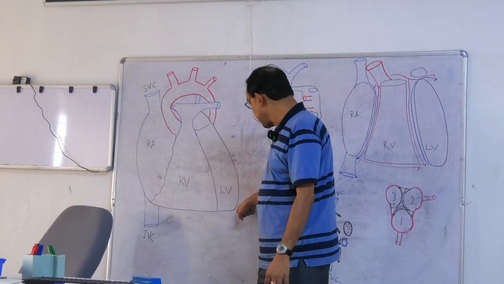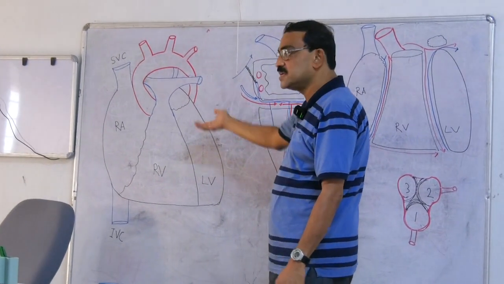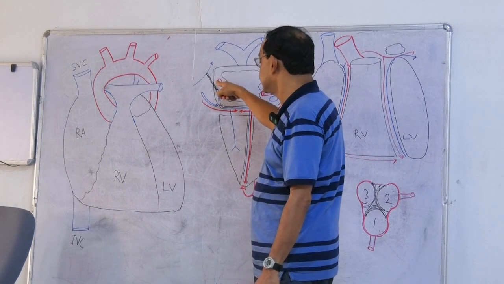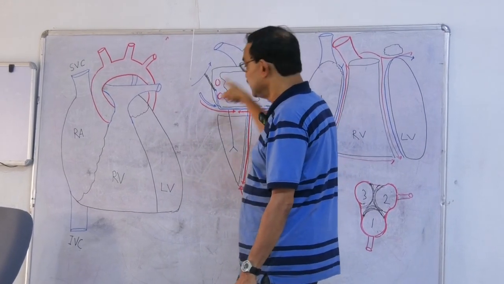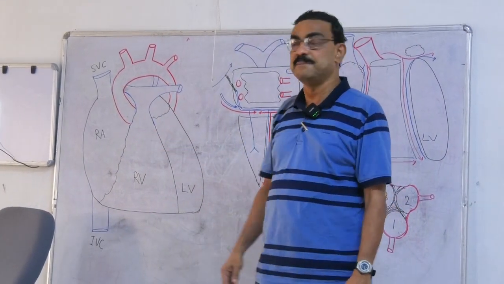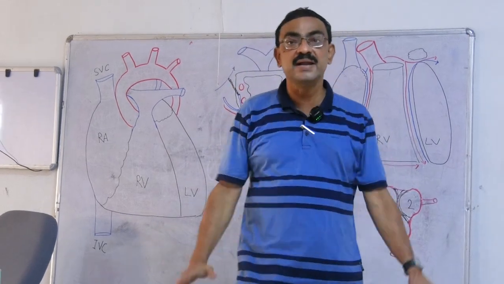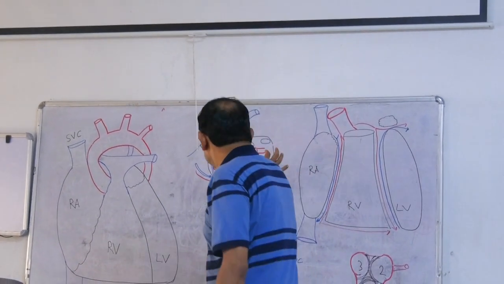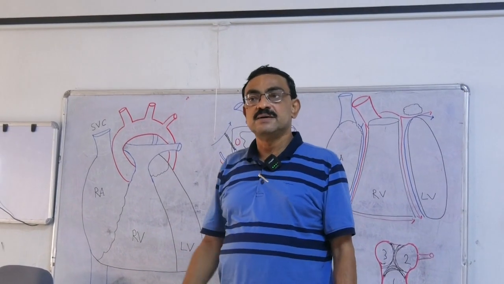Okay. One apex, and just opposite to that, on the posterior aspect, we get an area which is called the base. This is the apex and this is the base. This is the apex, and just behind it, we will get the base, which is actually formed mainly by the left atrium and also a part by the right atrium. That is the base.